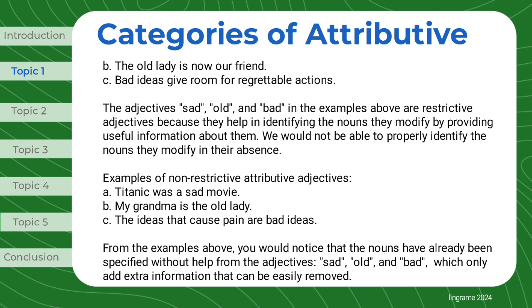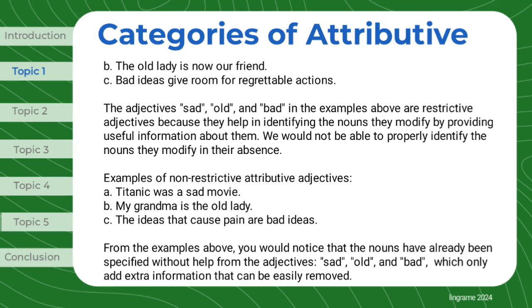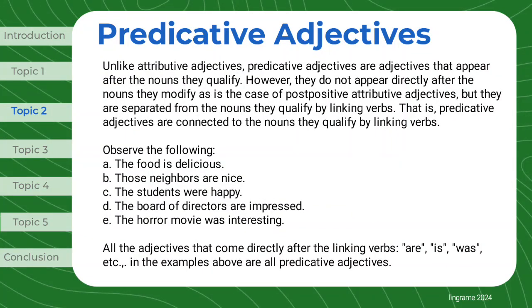From the examples above, you would notice that the nouns have already been specified without help from the adjectives sad, old, and bad, which only add extra information that can be easily removed. Predicative adjectives. Unlike attributive adjectives, predicative adjectives are adjectives that appear after the nouns they qualify.